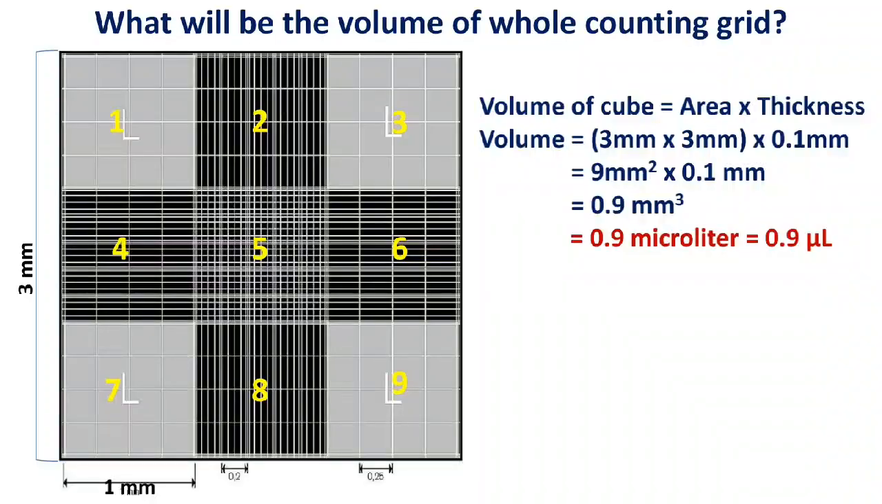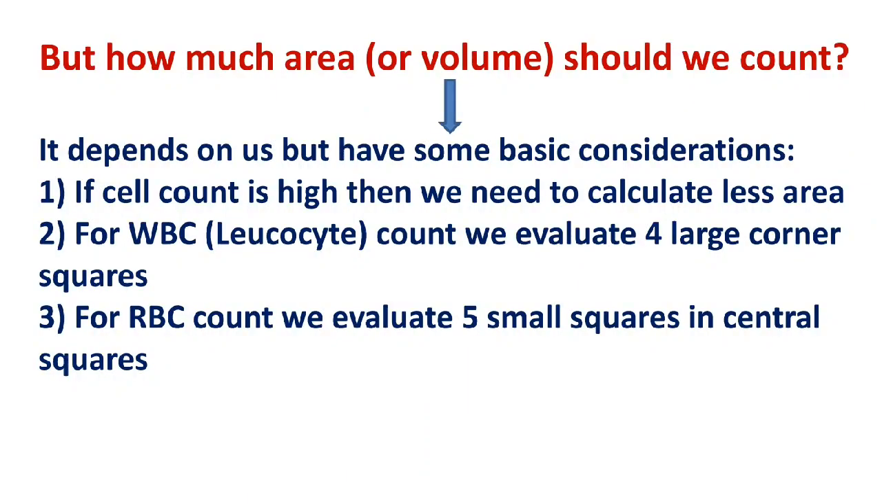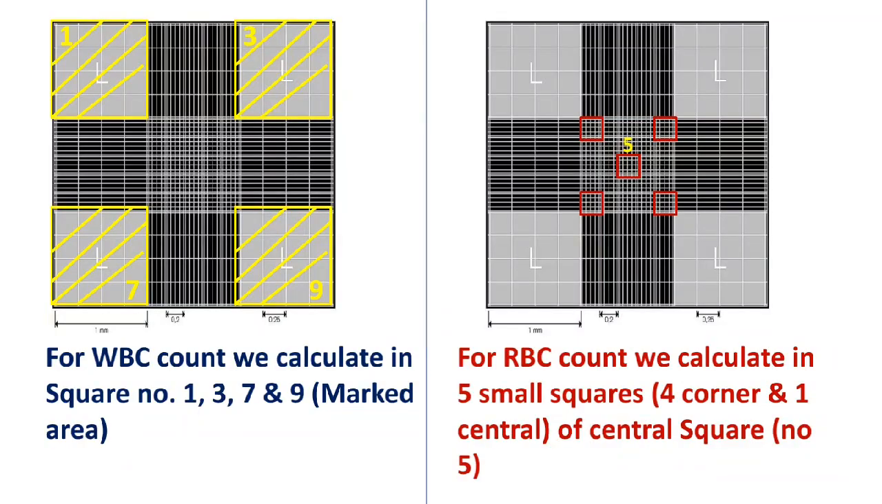Now, how much volume of fluid we want to evaluate for a count totally depends on ourselves, but there are some general considerations, like if cell count is high, then we need to count less area. As a basic protocol for a WBC count, we calculate cells in 4 large corner squares, and for RBC count, we calculate in 5 small squares in the central square.